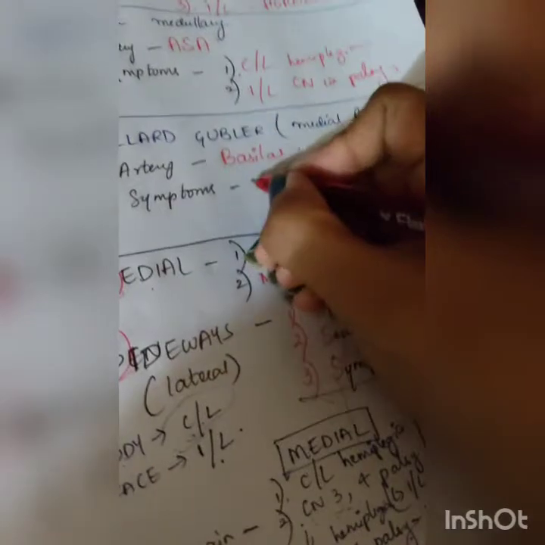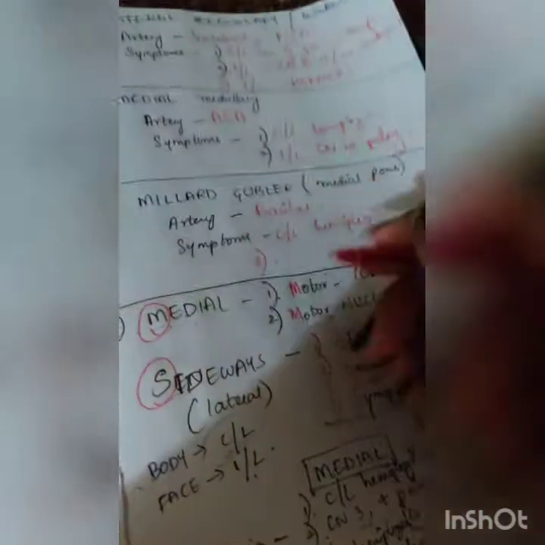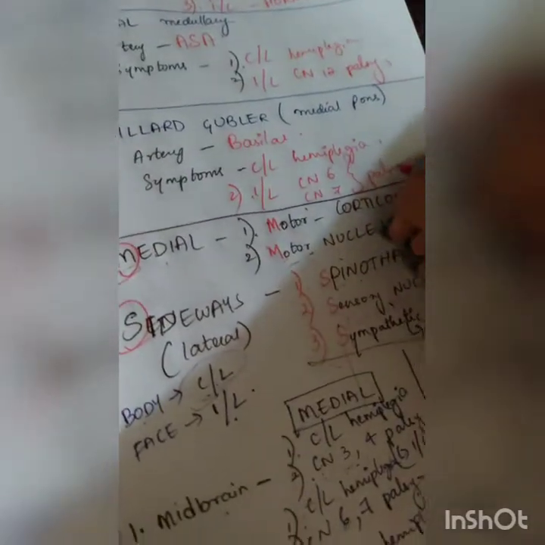Then the Millard-Gubler syndrome, that is the medial pons. What is the artery that is affected when the lesion is on the medial side of the pons? Basilar. Therefore, basilar. And the symptoms are going to be, because this is medial, therefore look at the M's. The first one is contralateral hemiplegia. And the second one is the motor nuclei. Pons, motor nuclei, medial, 6 and 7. Therefore, we are going to have ipsilateral cranial nerve 6, cranial nerve 7 palsies. So these are the first 3, and then Weber and Benedict.